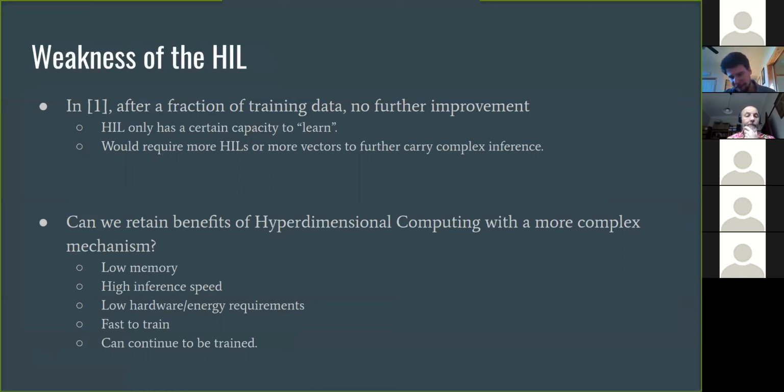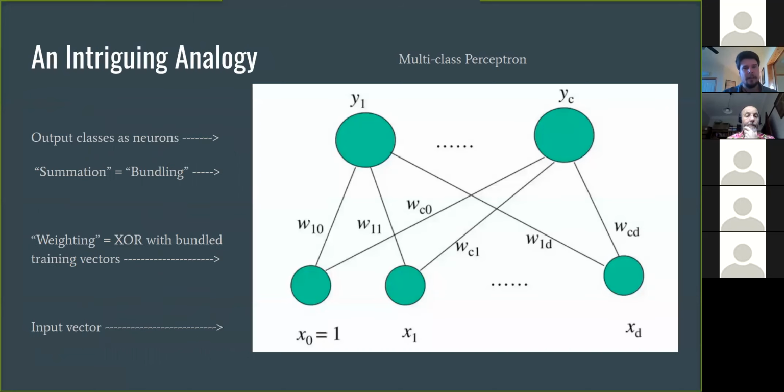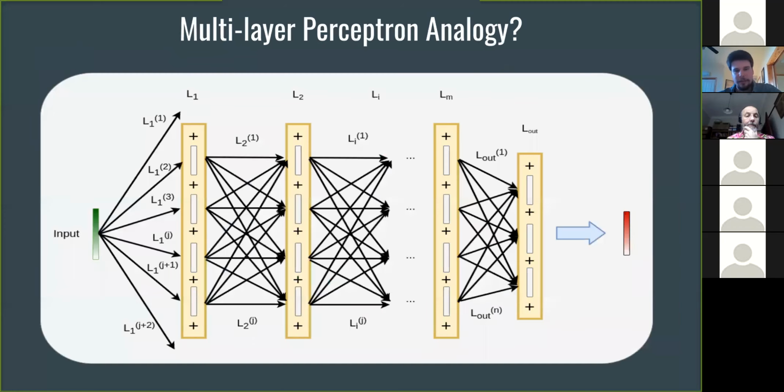And that is where we come to this idea of, well, what if we had many hyperdimensional inference layers? So let's make an intriguing analogy. Consider a regular multi-class perceptron. You have your input vector, the weighting process, the summation, and then the output class. These are very similar to the operations we do with the hyperdimensional inference layer. In fact, there's an intriguing analogy here to a multi-class perceptron. So what would it look like if you had a multi-layer perceptron analogy to the hyperdimensional inference layer? And this is sort of what we arrive at if we think about it from that perspective.